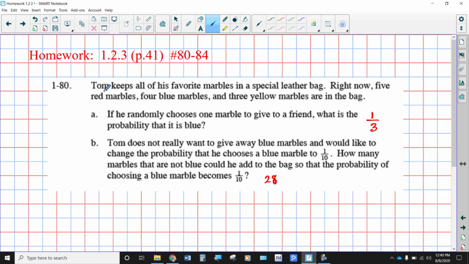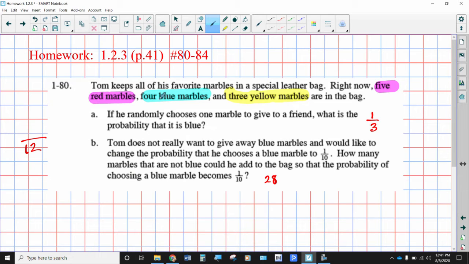All right, so let's take a look at this. Tom keeps all of his favorite marbles in a leather bag. Right now he has, let's highlight these, 5 red marbles. He's got 4 blue marbles, and he's got 3 yellow marbles, for a total of 5, 9, 10, 11, 12 total marbles. If he randomly chooses one marble to give to a friend, what is the probability it will be blue?